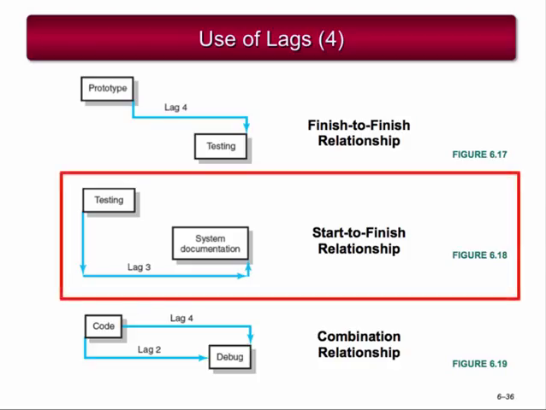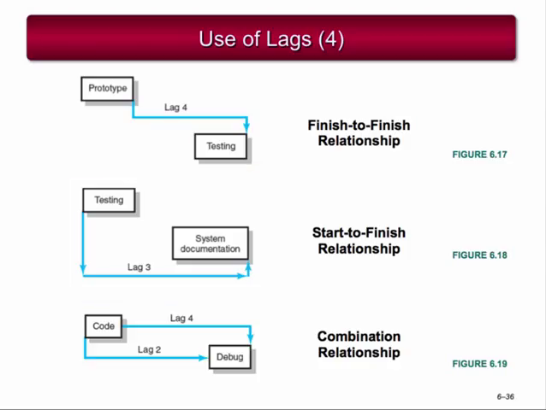The start-to-finish relationship represents situations in which the finish of one activity depends on the start of another activity. For example, system documentation cannot end until 3 days after testing has started. Here, all the relevant information to complete the system documentation is produced after the 3 days of testing.